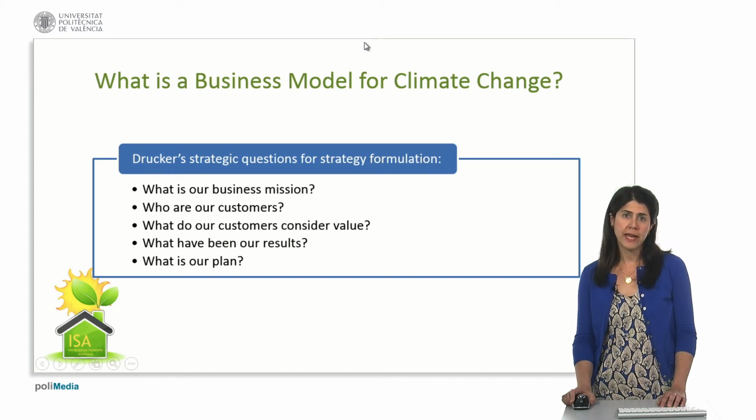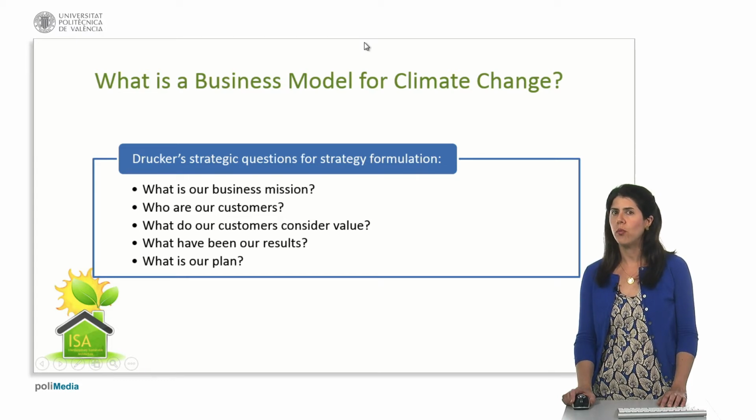So the first step for building a business model consists of formulating the business strategy. For helping us in this process, we should be able to answer the following questions. What is our business mission? What is our goal? Where would we like the company to be in the future? Or what is the same, what are our dreams? Secondly, we should understand who our current customers are and who our potential customers are, and what they consider as value. Also, we need to analyze and think about the future results we would like to achieve, and finally, develop a plan of actions that will enable us to achieve our goals.